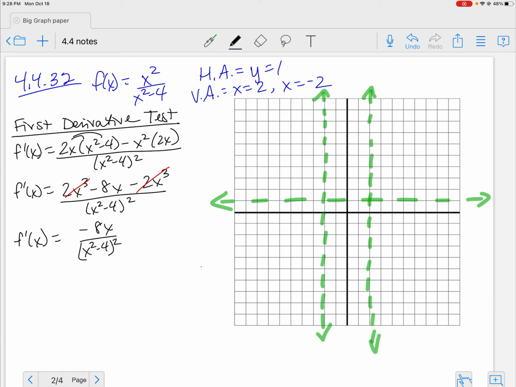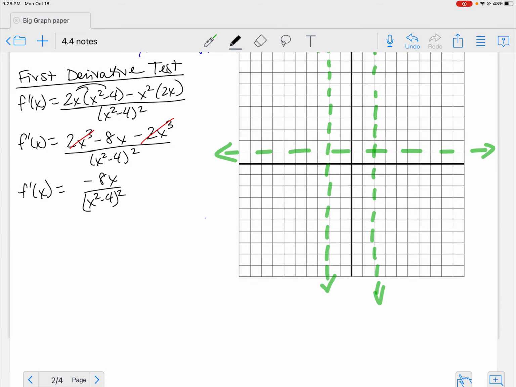Now here's the deal. When you're finding critical values, there are two criteria, right? Set it equal to 0 and where it's undefined. Good. So two things we're looking for here, where I set it equal to 0 and where it's undefined.